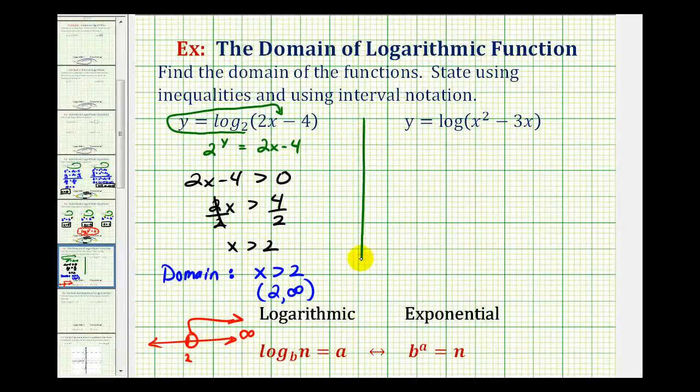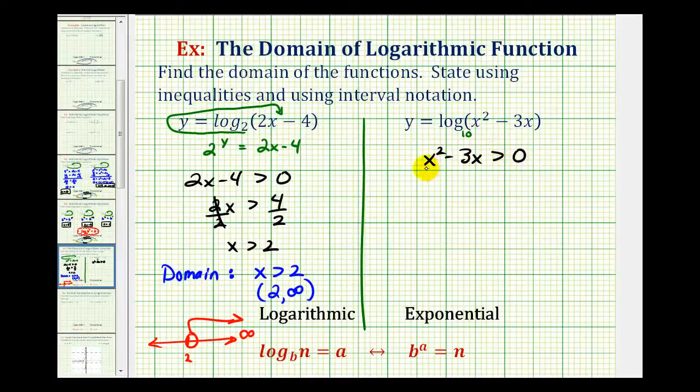Okay, looking at our second example, notice how there's no base listed on this log, therefore we know it's common log, or log base 10. And again, if we focus on the number part of the log, the quantity x squared minus 3x would be obtained by raising 10 to the power of y, which would always be greater than 0. Therefore, to find the domain of this function, we need to solve the inequality x squared minus 3x greater than 0. The solutions to this will be the domain of our function.